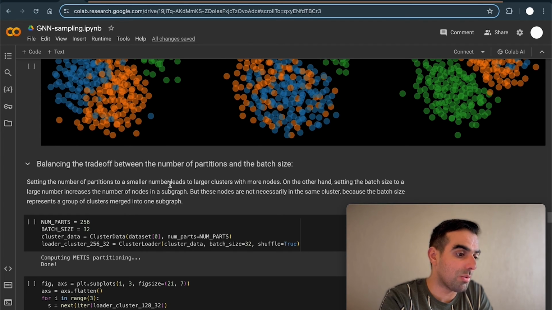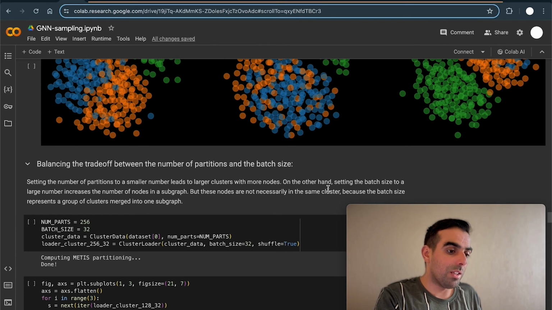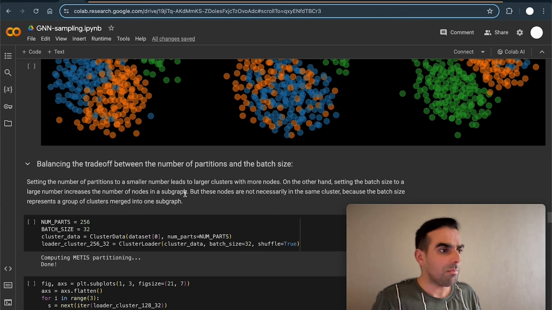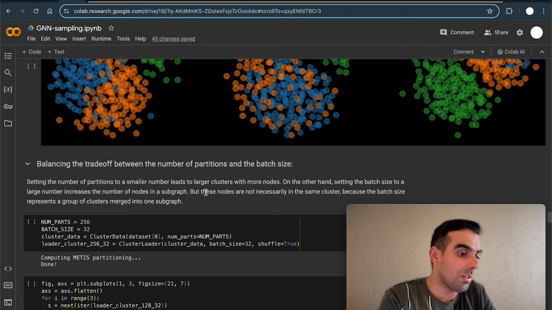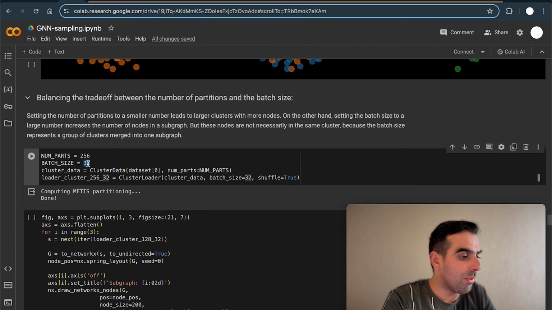Setting the number of partitions to a smaller number leads to larger clusters with more nodes. So if you ask for fewer clusters, then METIS will just group a large number of points into one cluster. On the other hand, setting the batch size to a large number increases the number of nodes in the subgraph. So if you group more clusters into one batch, this will also increase the size of the subgraph. But these nodes are not necessarily in the same cluster, because the batch size represents a group of clusters made into one subgraph.